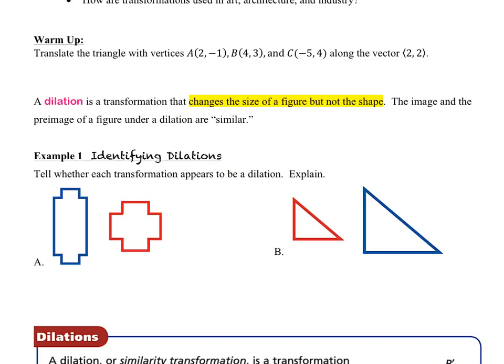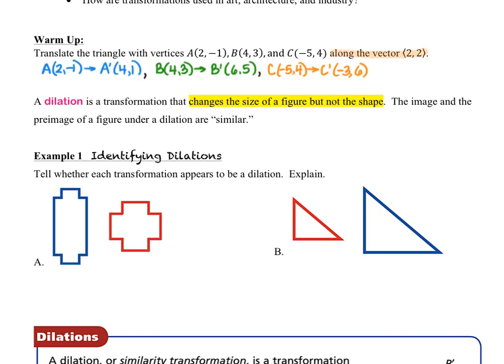We have only one warm-up question, and it says, translate the triangle with vertices that are given for A, B, and C along the vector 2, 2. So I'm going to ask you to turn the video off and find the image of those pre-image vertices of the triangle, and then turn the video back on when you're ready to check your answer. See you back in a minute.